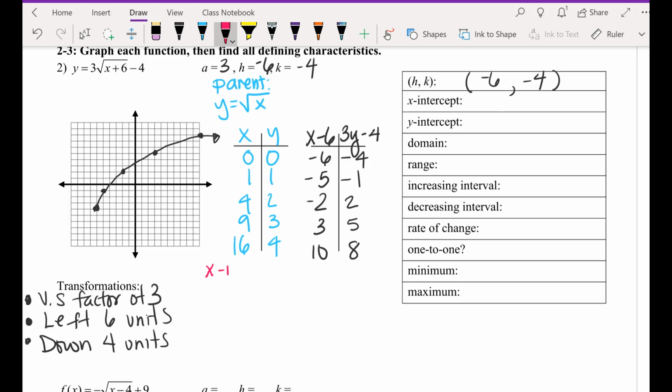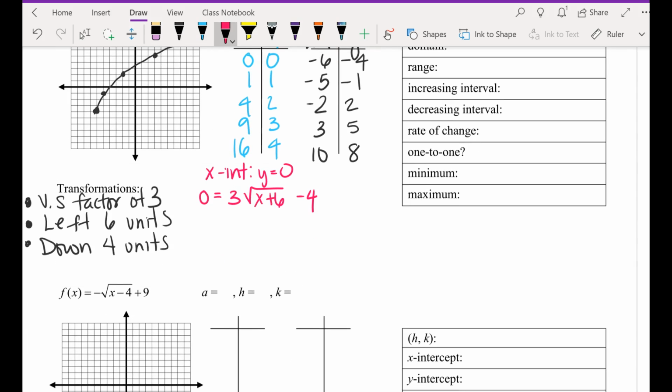Here we go. X-intercept is when y equals 0. We're going to go 0 equals 3 times the square root of x plus 6, minus 4. What are we trying to solve for? x. Isn't it the same as your homework last night? Great. So Josh, what's your first step? You have to divide by 3. Before we divide by 3, we can't divide by 3 yet. I'm going to divide by 3 next. What's the first step?